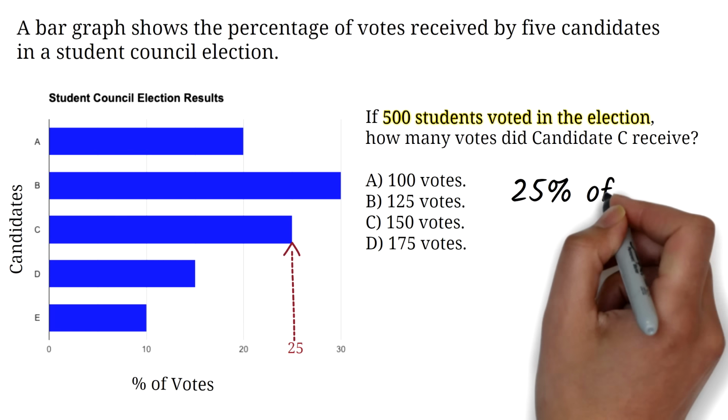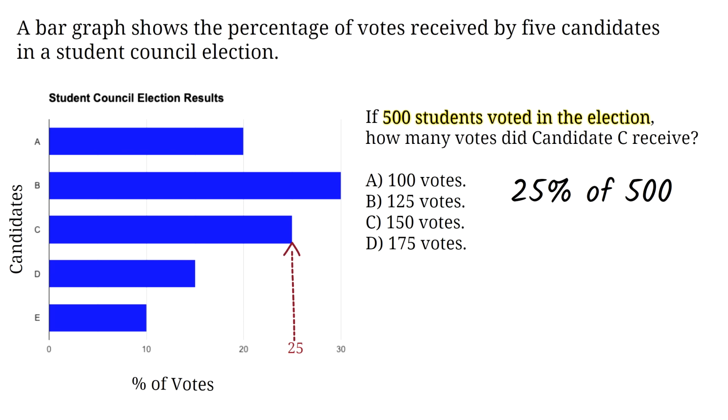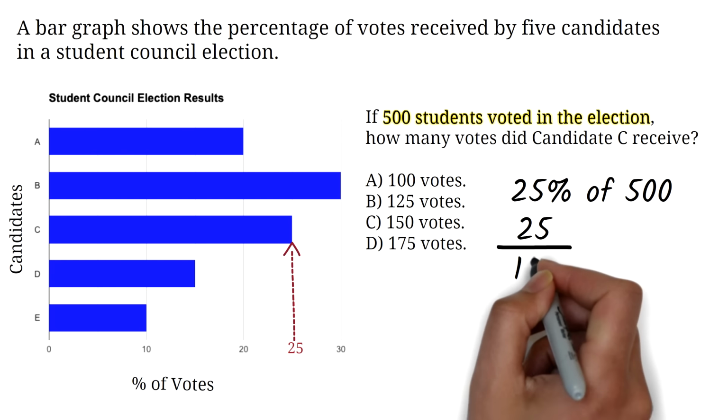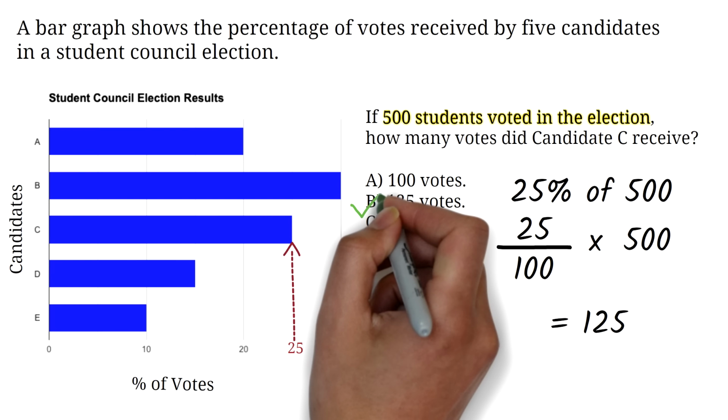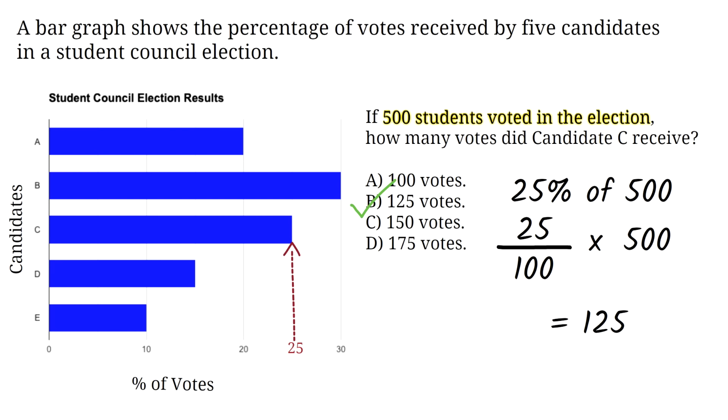find 25% of 500. 25% is the same as 25 over 100. Of in mathematics means multiplication. So we have 25 over 100 times 500. We compute this on the calculator to get 125. So the correct answer is B, 125 votes.